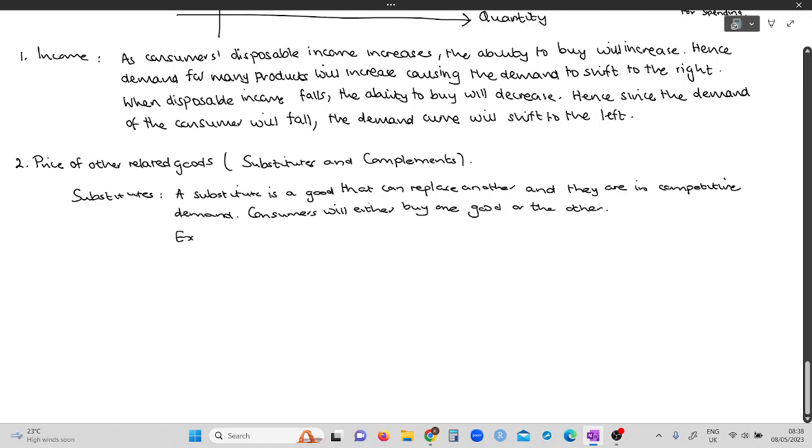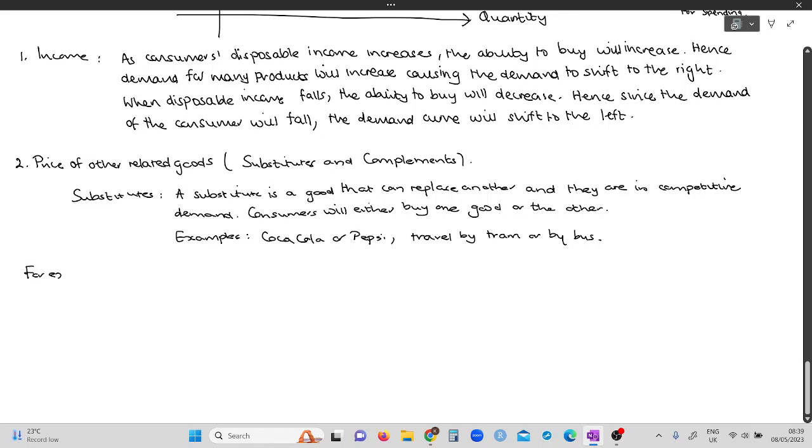Example, let's take the case of soft drinks. You either drink Coca-Cola or Pepsi. You cannot take both at the same time. Or you can travel by the tram, the Metro Express, or by bus. You cannot travel by both. So this is what we mean by substitute goods. These are known as substitutes. Now, if the price of one substitute good increases, consumers will buy more of the other good.